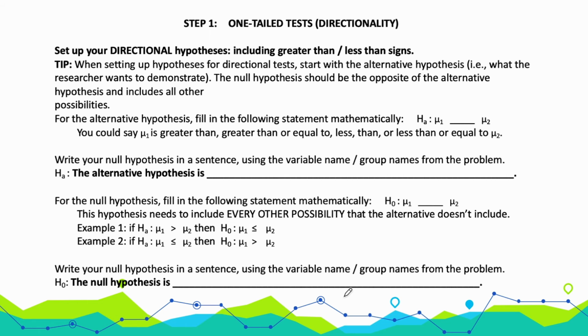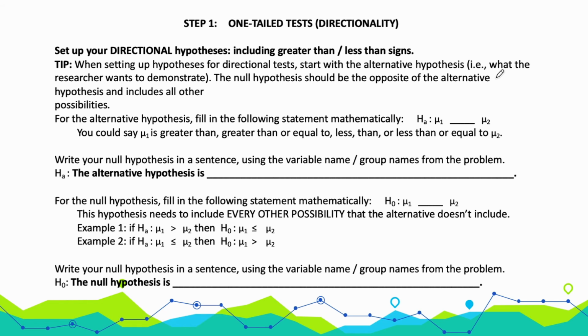In step 1, we're going to first determine our directionality. We're going to set up our directional hypotheses, including our greater than or less than signs. That helps make sure that we're on the right track for when we pull the information from our problem. So here's my tip for setting up directional hypotheses. You want to start with the alternative hypothesis, which is, in other words, what the researcher wants to demonstrate.